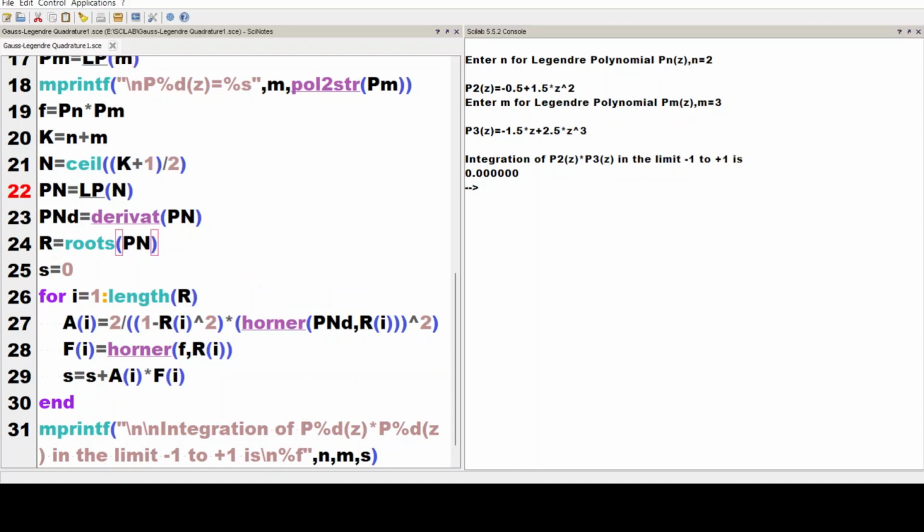So this is how, viewers, we can integrate the product of Legendre polynomials Pn of z and Pm of z in the limit -1 to +1 using Gauss-Legendre quadrature in Scilab.